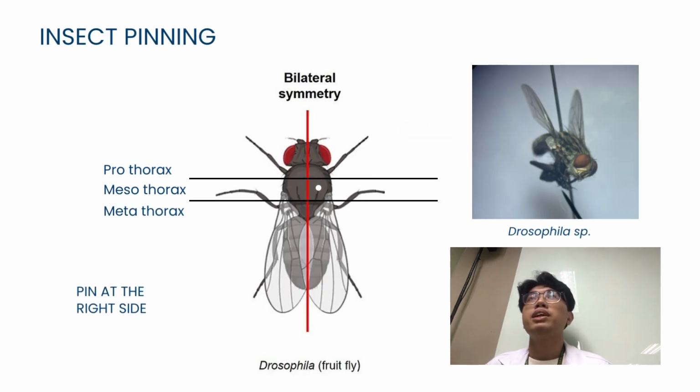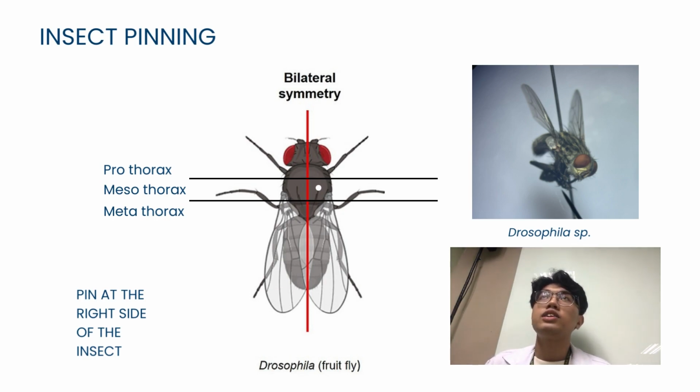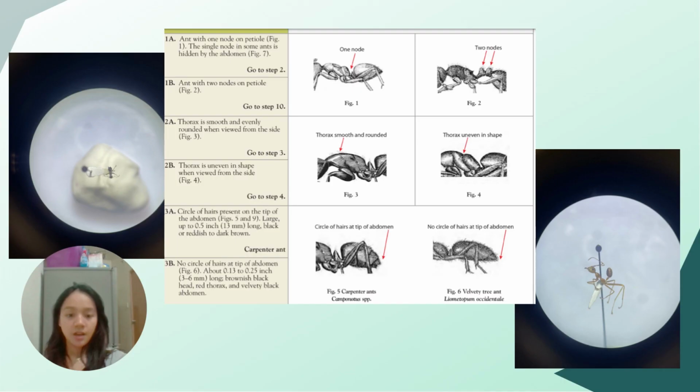Insect pinning is used on any insect that has bilateral symmetry, meaning its left side and right side closely resemble each other. These specimens are pinned at the mesothorax to help the researchers view the left side of the insect without damaging its side. After mounting a specimen, we check its identification. We check the antenna, the thorax, whether it has one or two nodes, the petiole, and the abdomen for its identification using dichotomous keys. Ants are mostly wingless insects that live in groups.